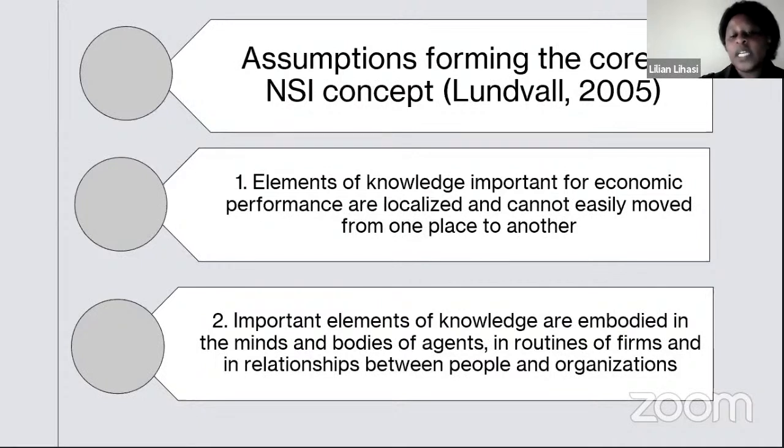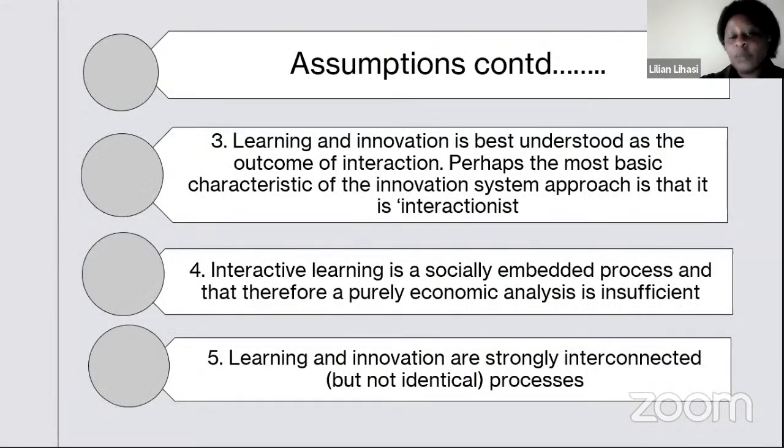Then you find that important elements of knowledge are embodied in the minds and bodies of agents, in routines of firms, in relationships between people and organizations. So here we'll be talking about tacit knowledge, which is embedded within the people and within the minds of the people. Another assumption was that learning and innovation is best understood as an outcome of interaction.